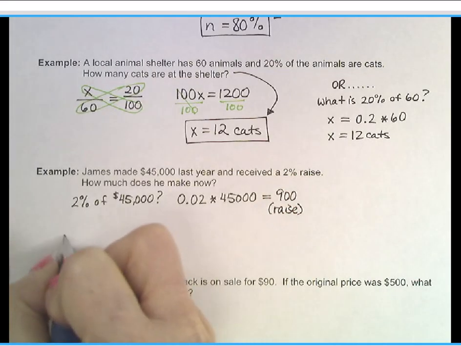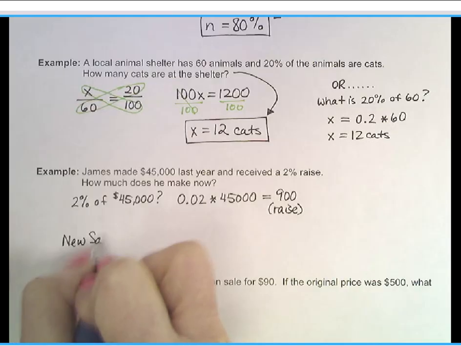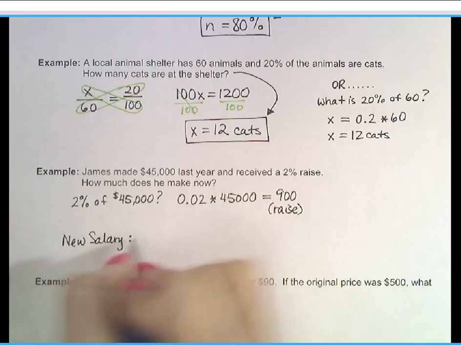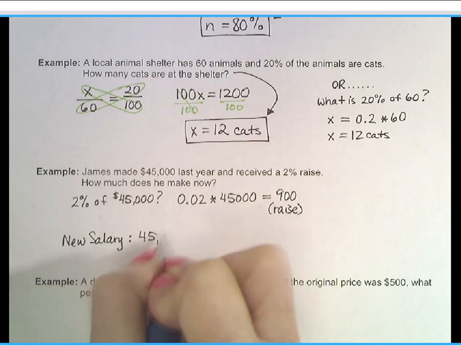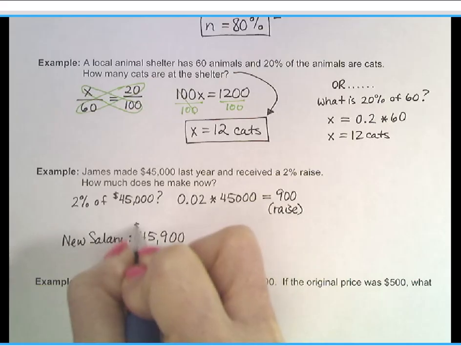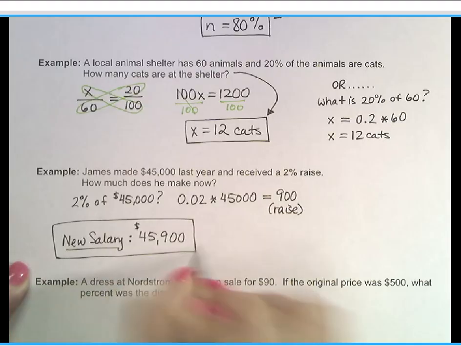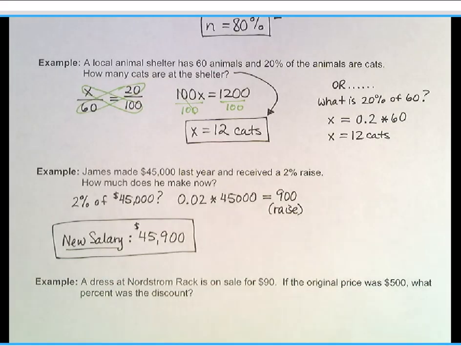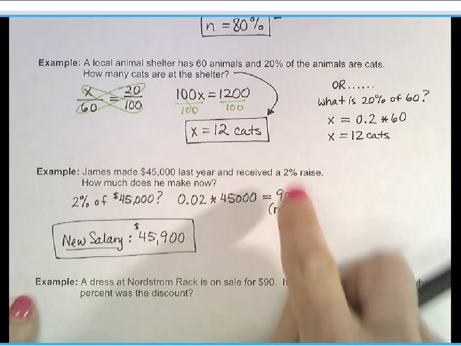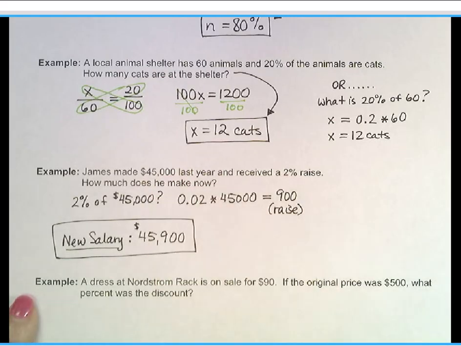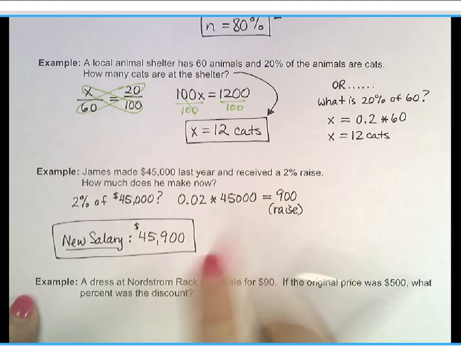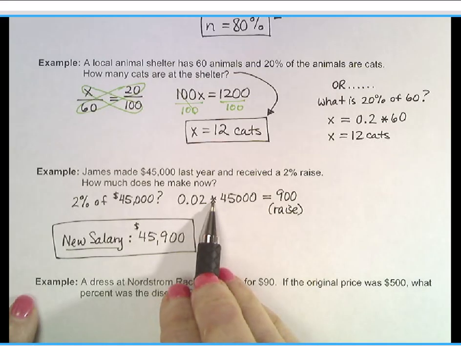So his new salary would be $45,900, right? You just add his old salary to the 900, or add the 900 to the old salary, whichever way you want to add it. But it'd be 45,900. That's one way to work the problem, right? We're like, well, I wonder what 2% of 45,000 is, because that's how much his raise would be. And that's what we figured out. When we say of, that's multiplication.